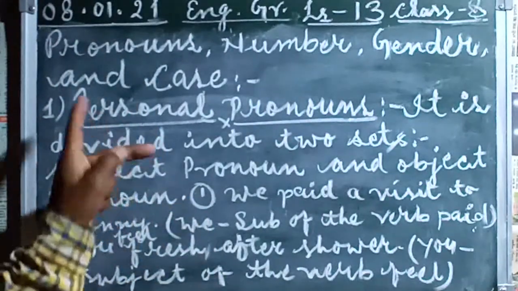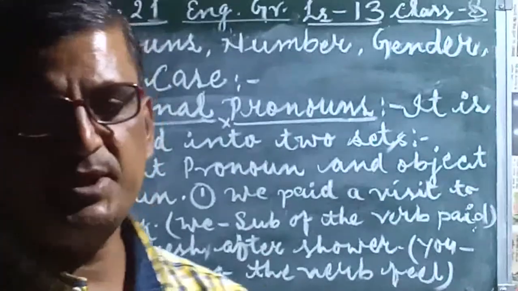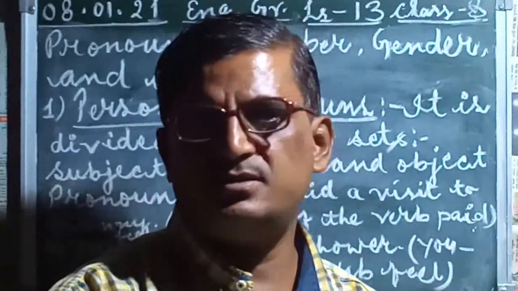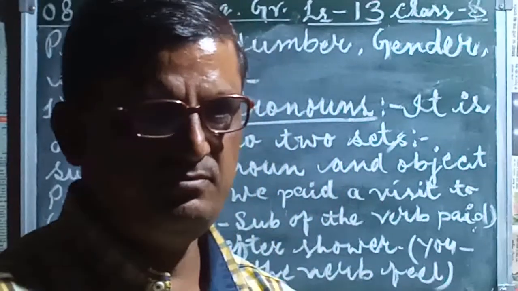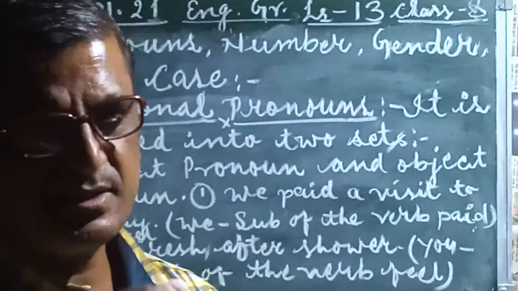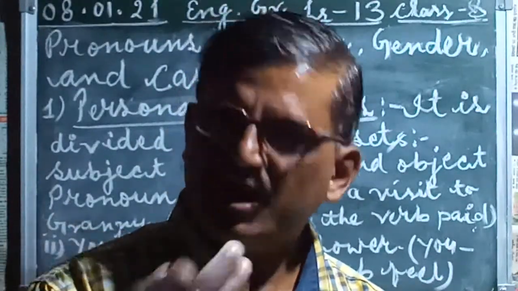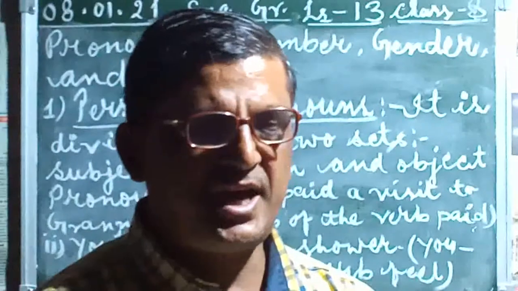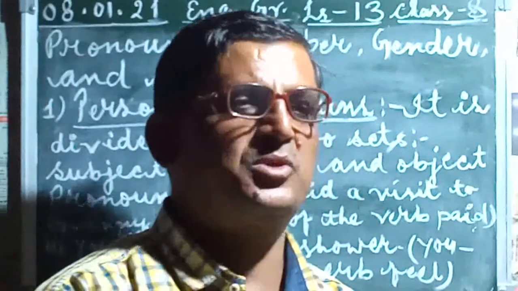So from this it is confirmed that a pronoun, like a subject pronoun, is used as a subject in a sentence. When any pronoun is used in a sentence as a subject, it is known as a subject pronoun. On the other hand, when any pronoun is used as an object in a sentence, it is known as the object pronoun.